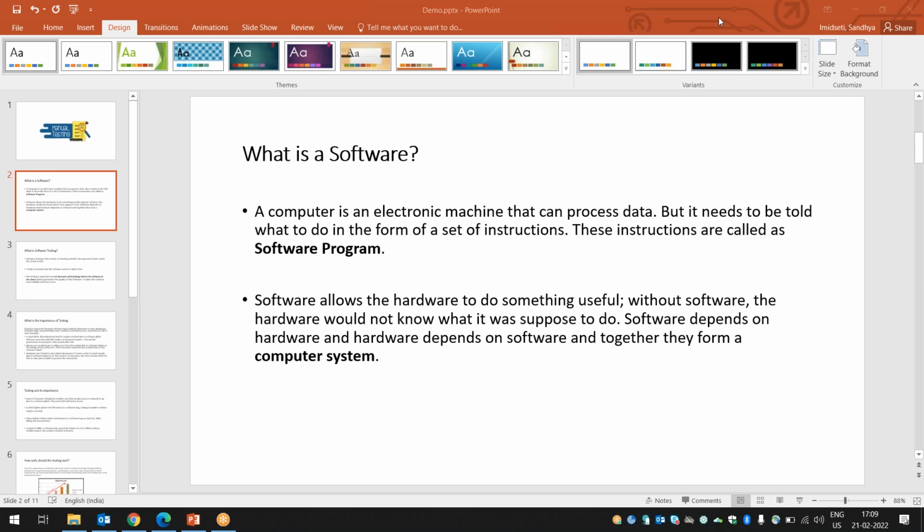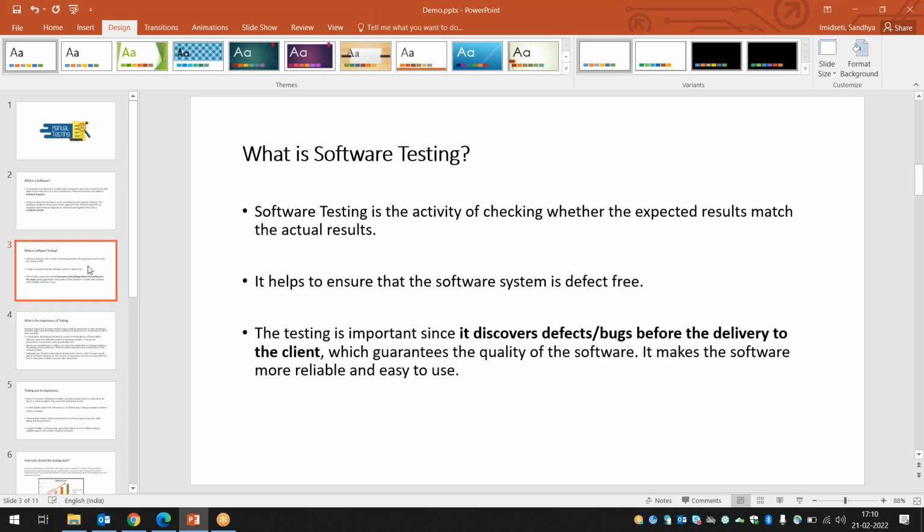So just to recap, what is software? A set of computer programs and minimal data to run a system is called software. I hope everyone was clear about it. And coming to what is software testing? Software testing, does anyone have any idea about this?